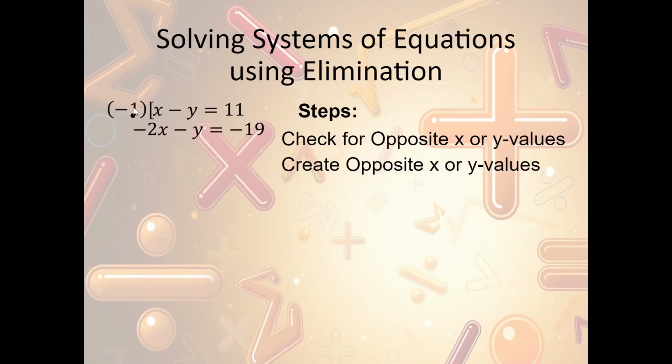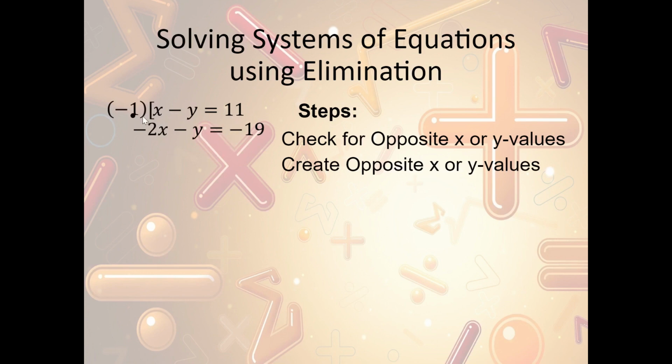But we're going to go ahead and do the top one by negative 1. If we multiply the top one by negative 1, we get positive y and negative y. Now, here's the deal. Anytime we multiply this, we have to multiply everything. So that's the x's, the y's, and the constants. Everything's got to get multiplied.